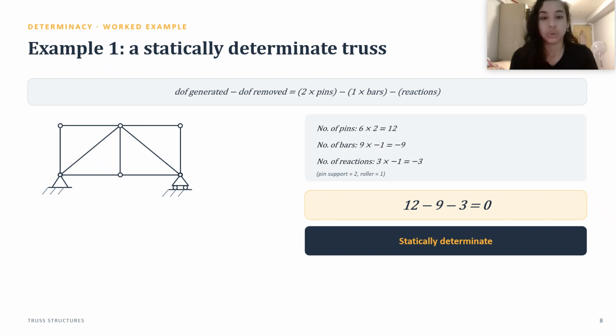Then you have your supports. The reactions you get from the fixed pin and the roller pin. The fixed pin removes 2 degrees of freedom, and the roller pin removes 1 degree of freedom. That means 3 minus 2 minus 1, that gives you 0. Therefore, it is statically determinate.